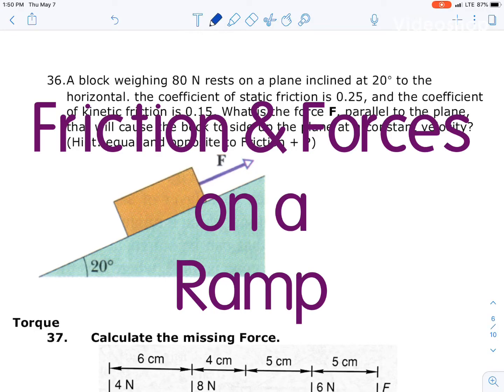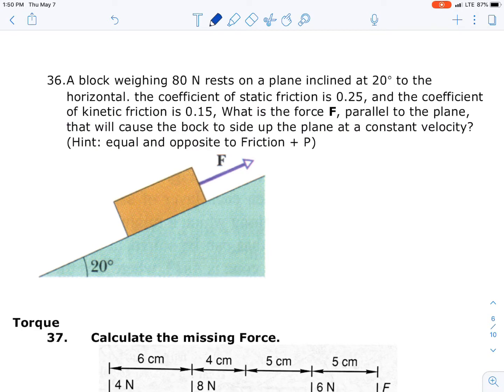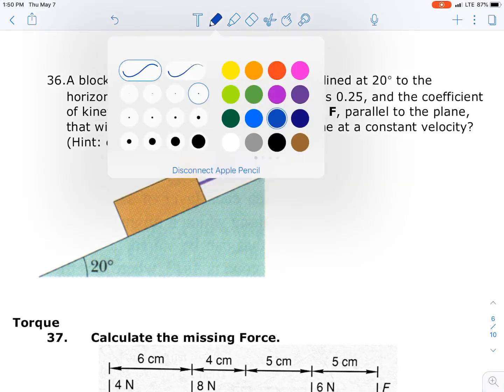Hey, let's look at some blocks on a ramp that's being affected by friction. That seems simple enough. Okay, so let's just look at this picture. We have this 80 Newton block on a ramp. So you need to draw this thing out.